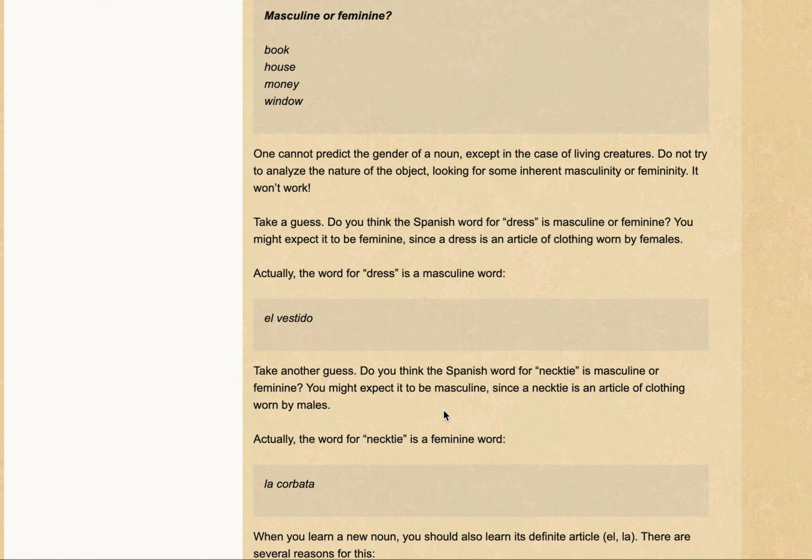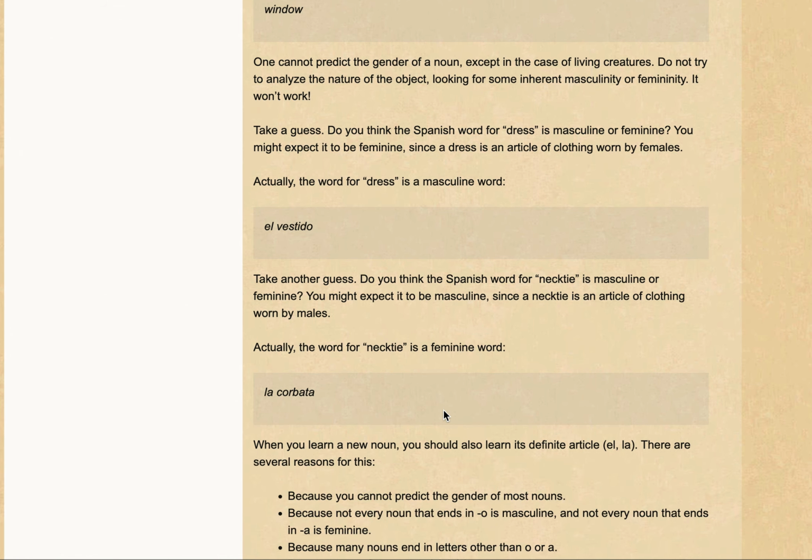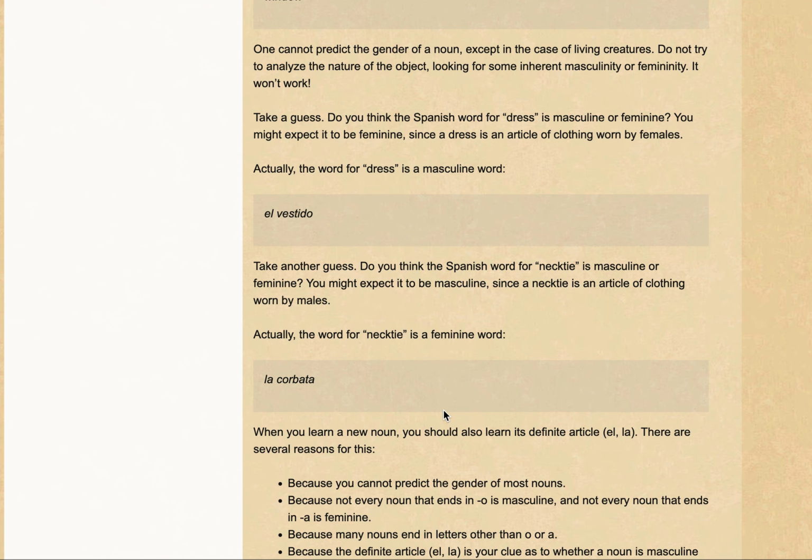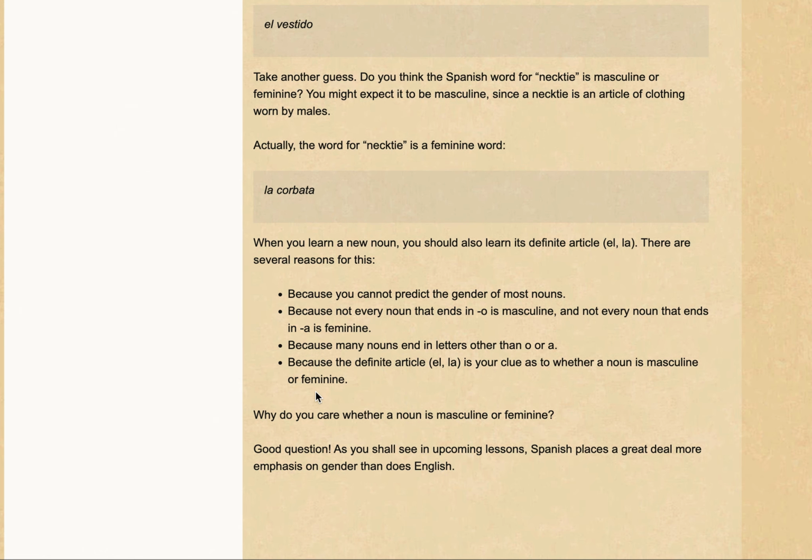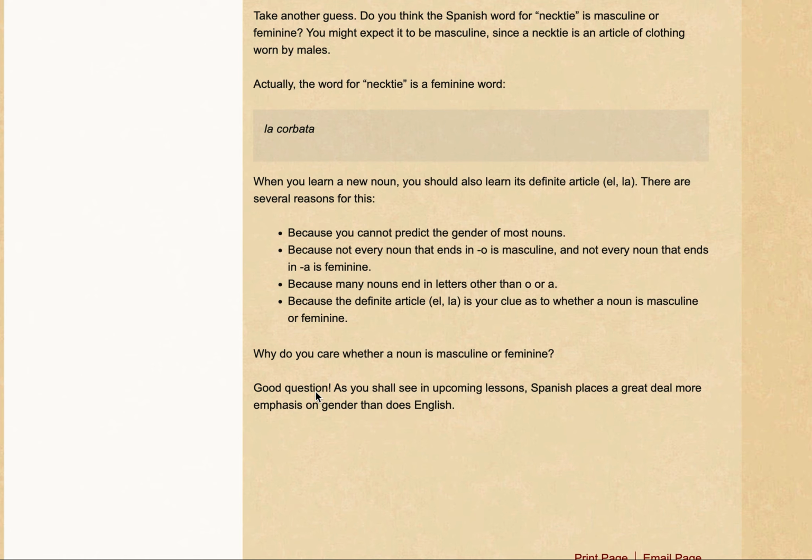Take another guess. Do you think the Spanish word for necktie is masculine or feminine? You might expect it to be masculine since a necktie is an article of clothing worn by males. Actually, the word necktie is a feminine word. La corbata. When you learn a new noun, you should also learn its definite article like el or la. So meaning it's male or female.